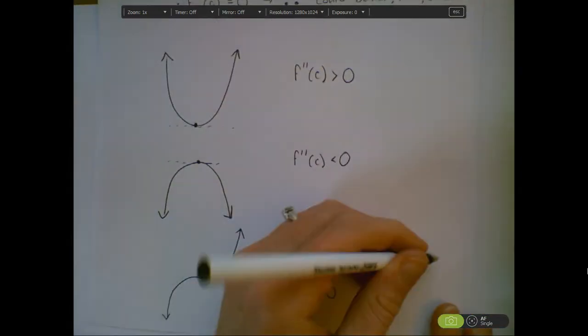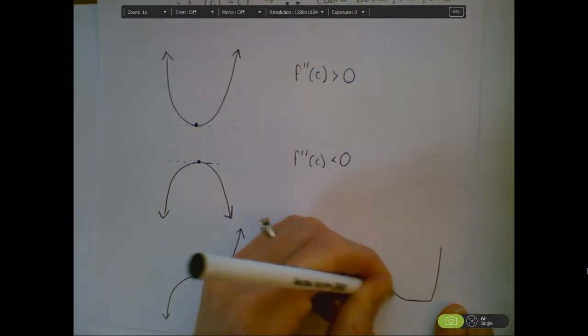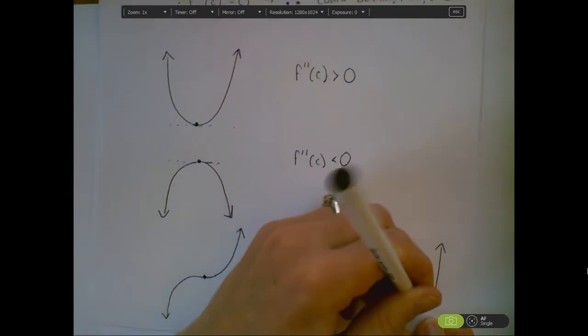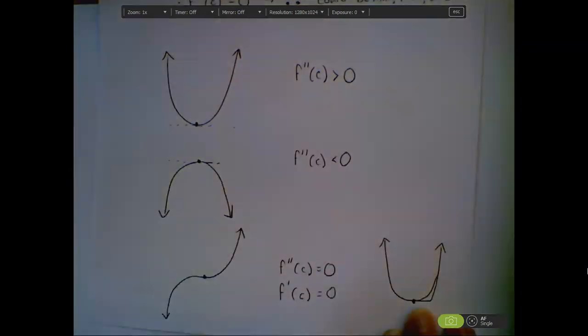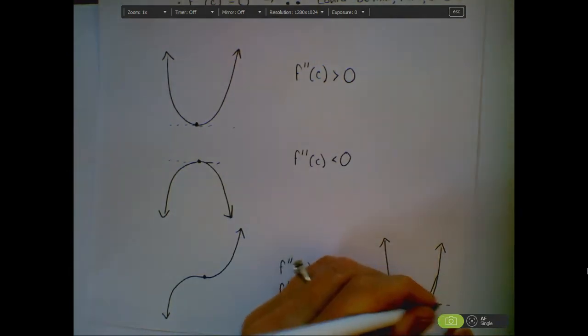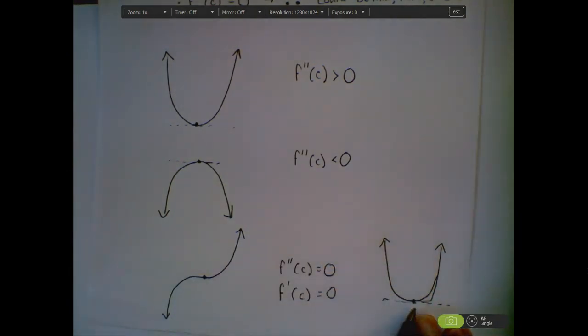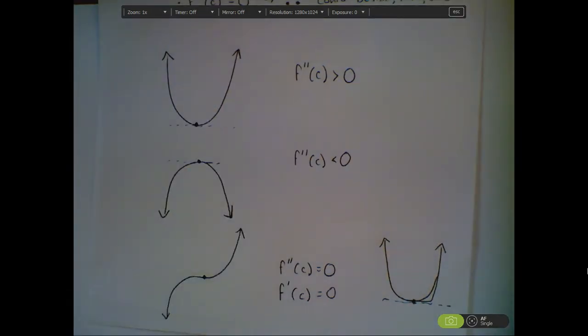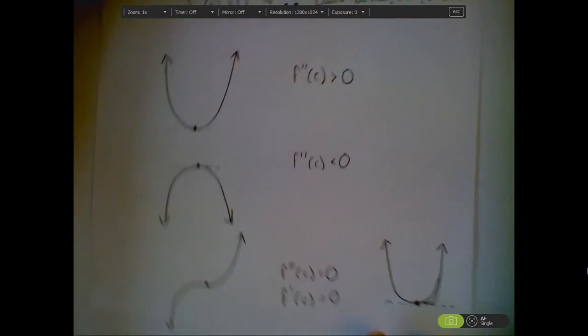But that's why I did the other example of the x to the fourth function. That's a bad picture. Here, that looks a little better. This is one where our second derivative is also equal to 0, and our first derivative is equal to 0. It's this flat part at the bottom, but it happens to be a min. So a second derivative being exactly equal to 0 is not conclusive for our second derivative test.